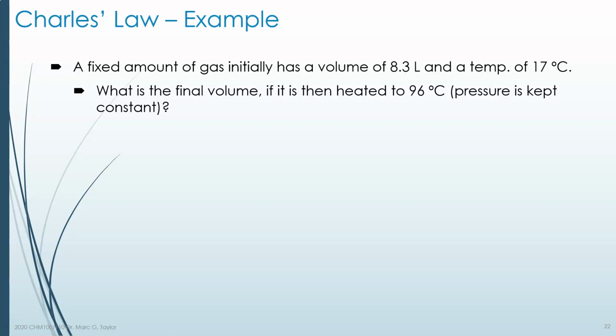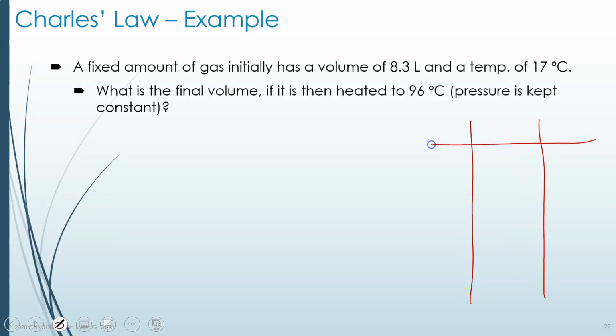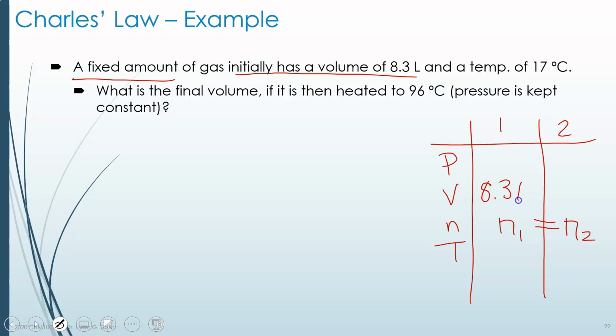And as before, let's make a table. We'll make a table with our initial and our final values of our four parameters. We have pressure, volume, number, and temperature. We have our before state, we'll call number 1, and our after state, we'll call number 2, and we can start filling in. A fixed amount. This tells us that the number is not changing. It's sealed. Initial volume of 8.3 liters. We can fill that in, 8.3 liters.